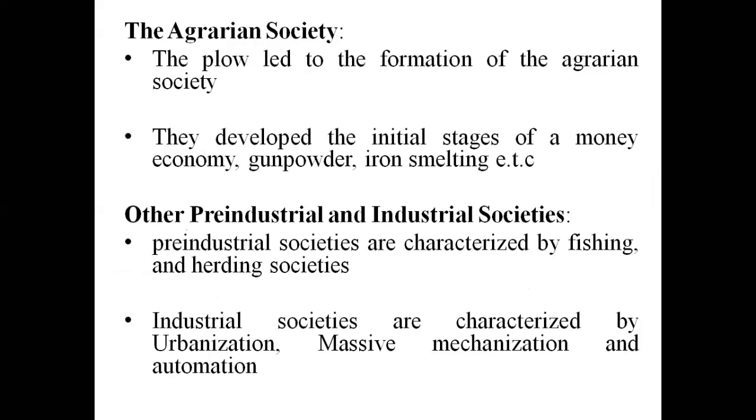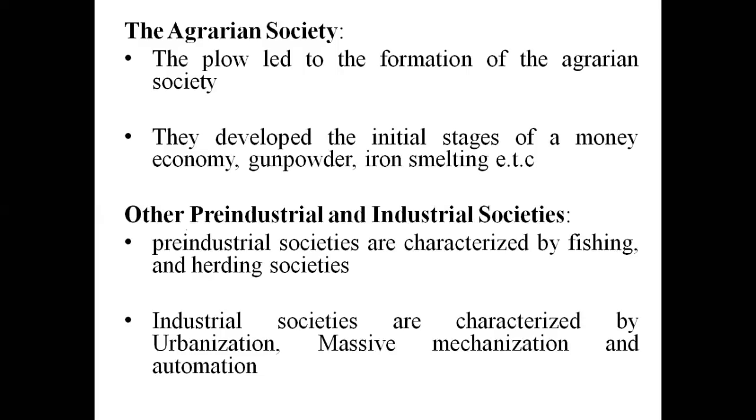The third one is the agrarian society, and this one came into being after the horticultural society. We said during the horticultural society, they are developing tools. And they developed a plow which can be used on the farm. Another characteristic of that society is that they developed the initial stage of a money economy, gunpowder, and iron melting. So it is during this agrarian society that money exchange starts. They started using money to buy things.